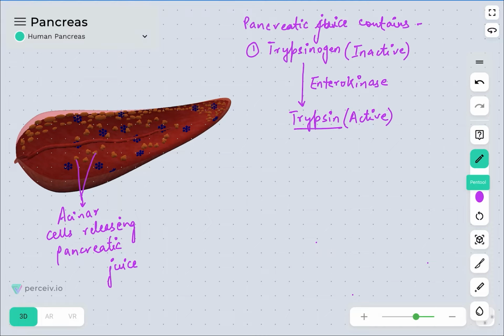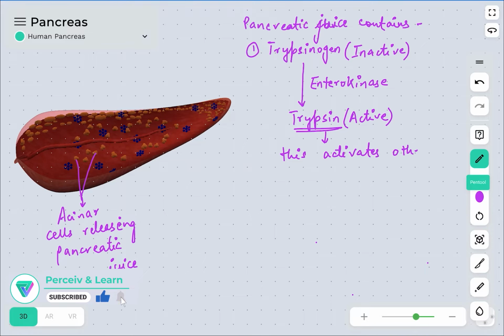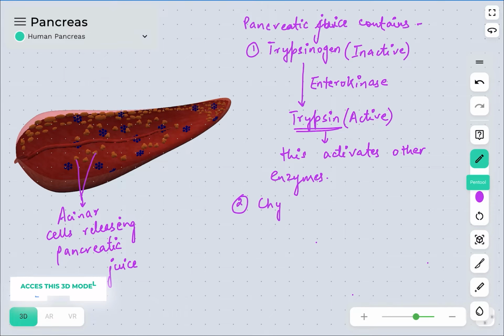Now this activated form, trypsin, is going to activate other enzymes. So this activates other pancreatic enzymes which are responsible for digestion. This shows that all the pancreatic enzymes are released in their inactive form only. The other enzymes include, for example, chymotrypsinogen.